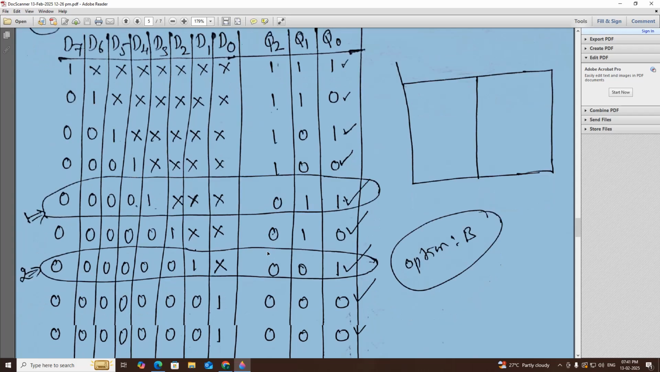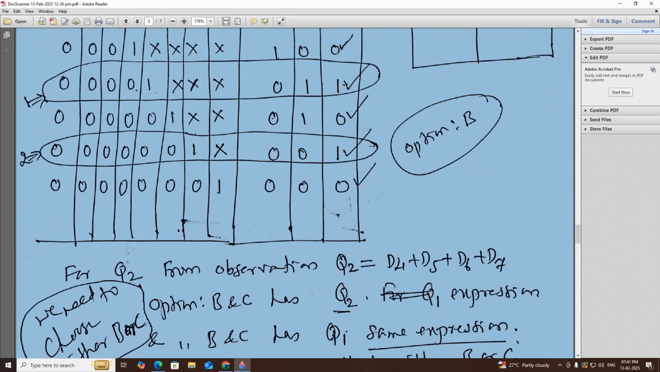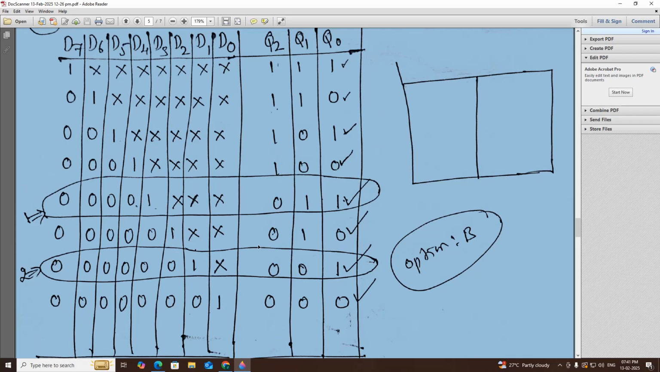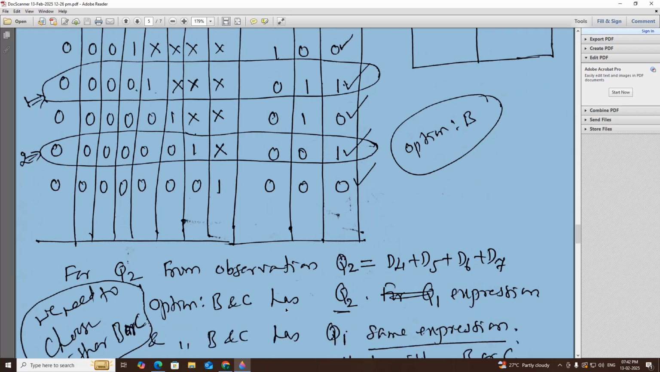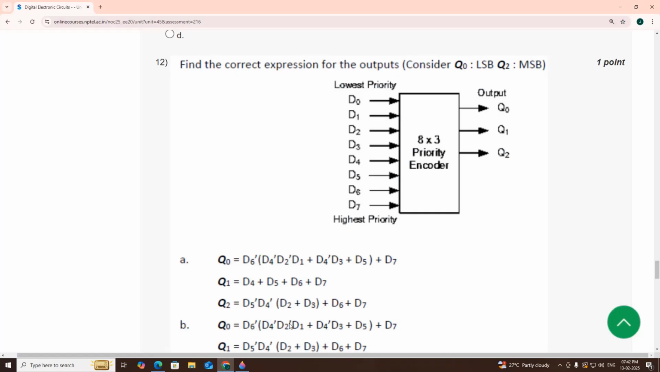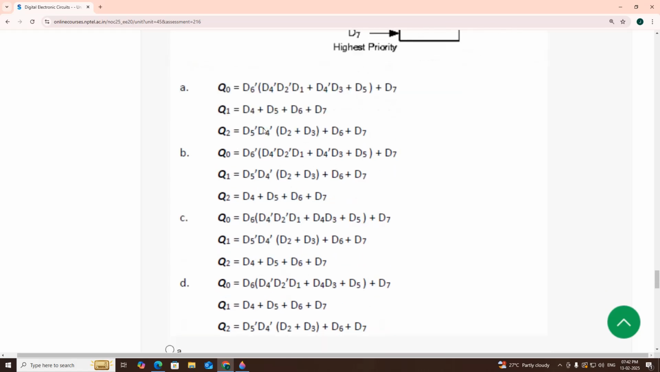For Q2, from the observation of the table, what we find is D4 plus D5 plus D6 plus D7. So we will see the answer here. Q2, D4, D5, D6, D7, option B.